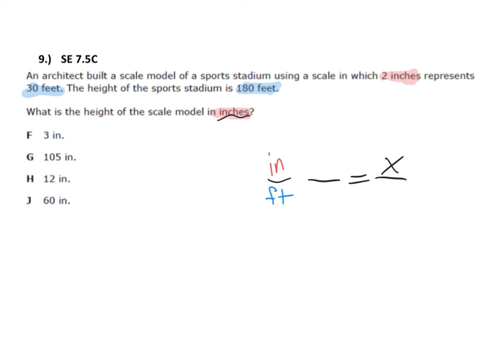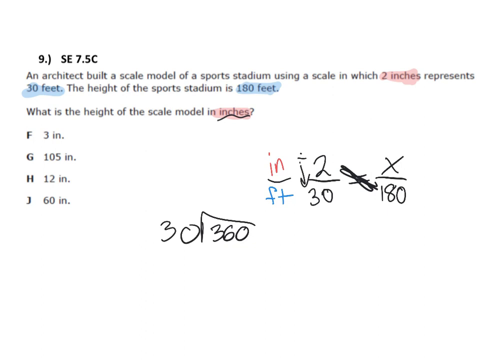So the inches are up top, so this is going to be 2 inches up here, and it is closely related to 30 feet. It says the actual stadium is 180 feet, so now we have our proportion. We cross multiply. 180 times 2 is 360. Now we divide down by 30. 30 goes into 3 0 times. Goes into 36 once. That's 30. 6. Bring down the 0. 30 goes into 60 twice. So our answer is 12.